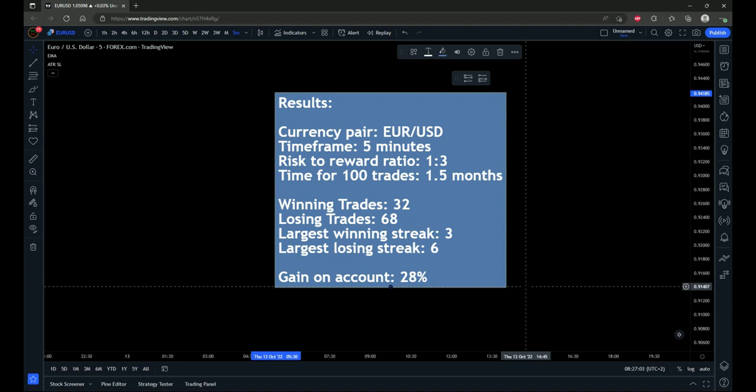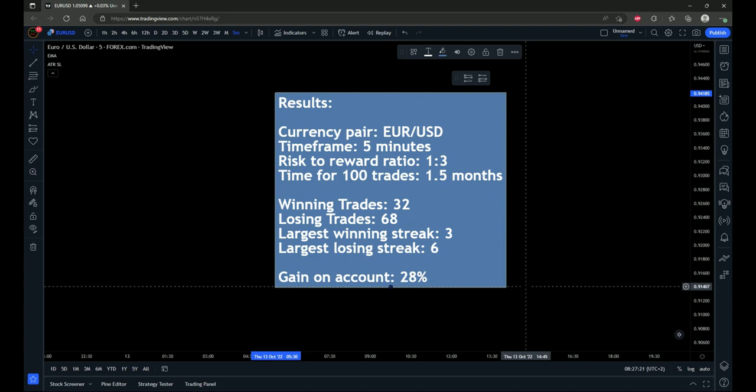Obviously, 28% isn't going to put it very highly on the strategy ranking spreadsheet, but again, what I was talking about, this is not the absolute ideal way that this strategy is going to be set up. You can move the stop loss to break even. You can take partial profits.